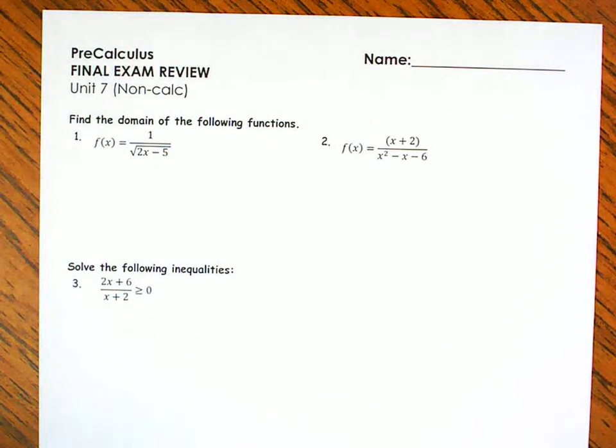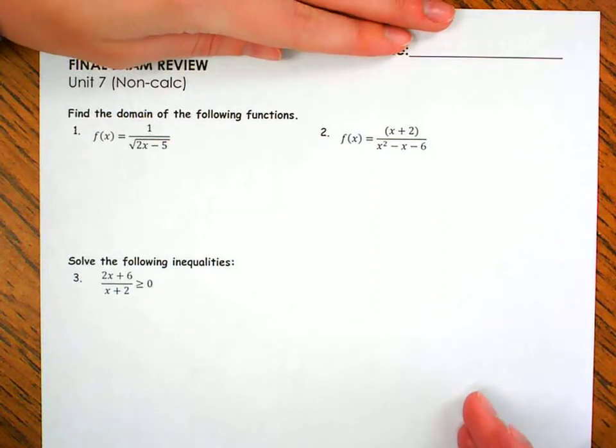Okay, guys, here's our final exam review for Unit 7. Unit 7 was about rational functions. Rational is a fancy word for fraction, so these are functions that are fractional. So let's take a look. We're going to start with domain.